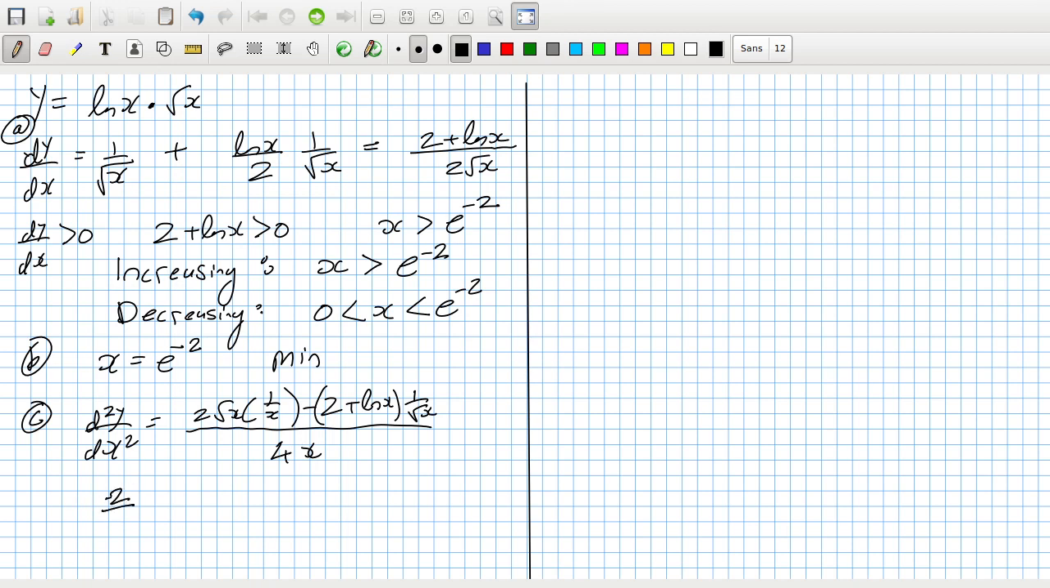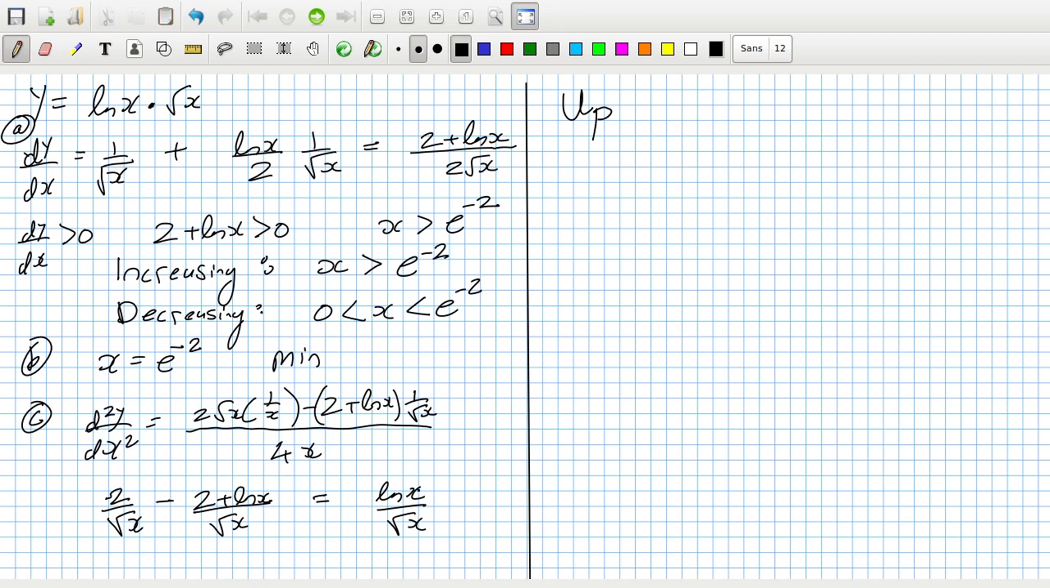So that'd be 2 over root x minus 2 plus log x over root x as well. Oh, well, that's really nice. That's just going to be log x over root x. And again, this is positive. So we want the concave up first.